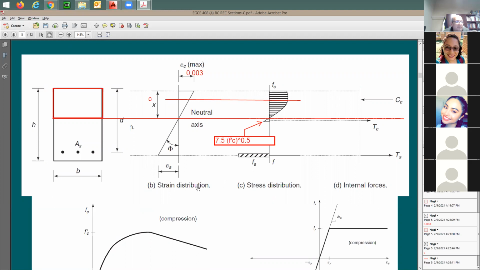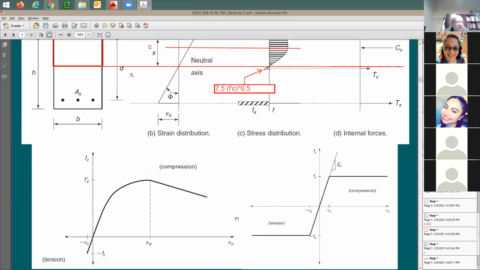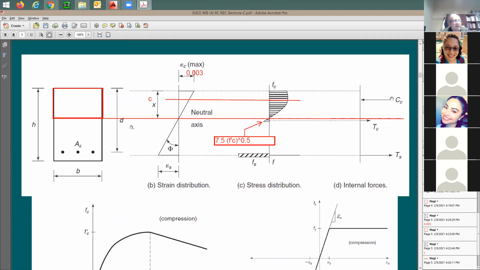So now understand, this gives you the strain distribution, stress distribution, and this gives you the concrete stress-strain relationship. So what are these two forces here? I'm going to have one force, and this force is going to be right at the centroid of this weird shape, which is very tough to find. How would you do integration? How would you find the centroid of this section here?